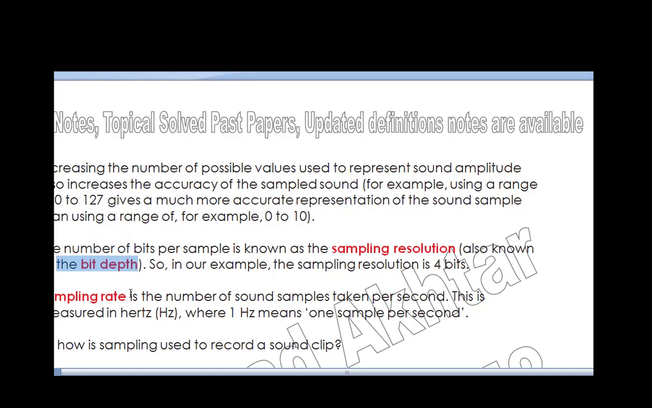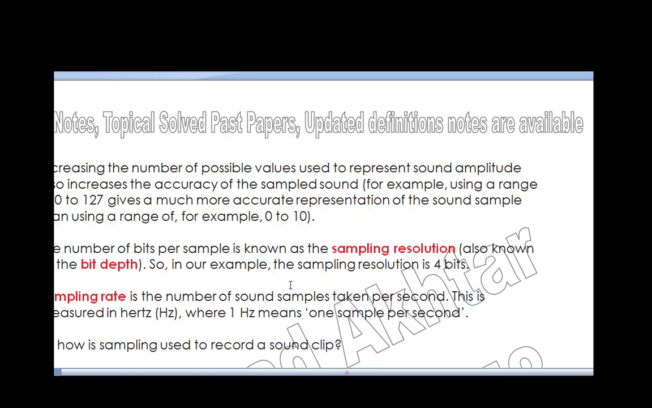In the same way, what is the sampling rate? It is the number of sound samples taken per second. In 1 second, how many sound samples do I get? The measurement is called the sampling rate and the unit is called hertz. So we can say 1 hertz means 1 sample per second.